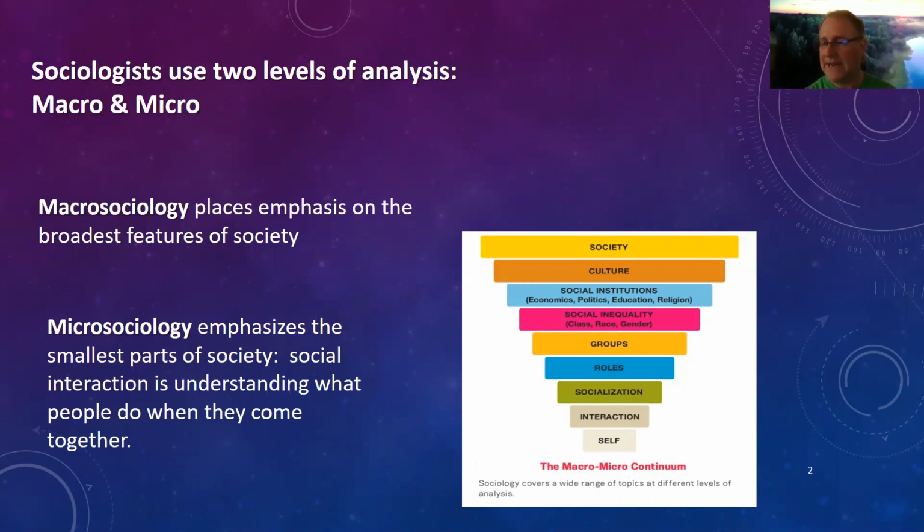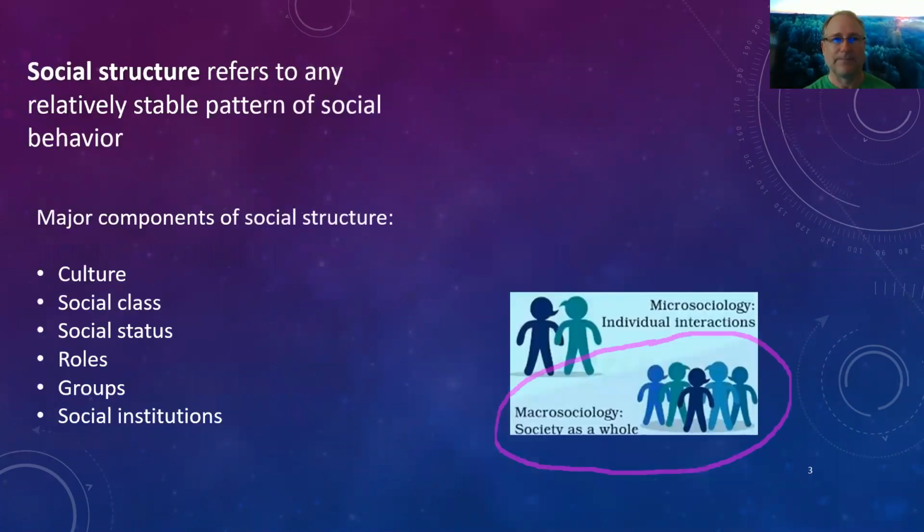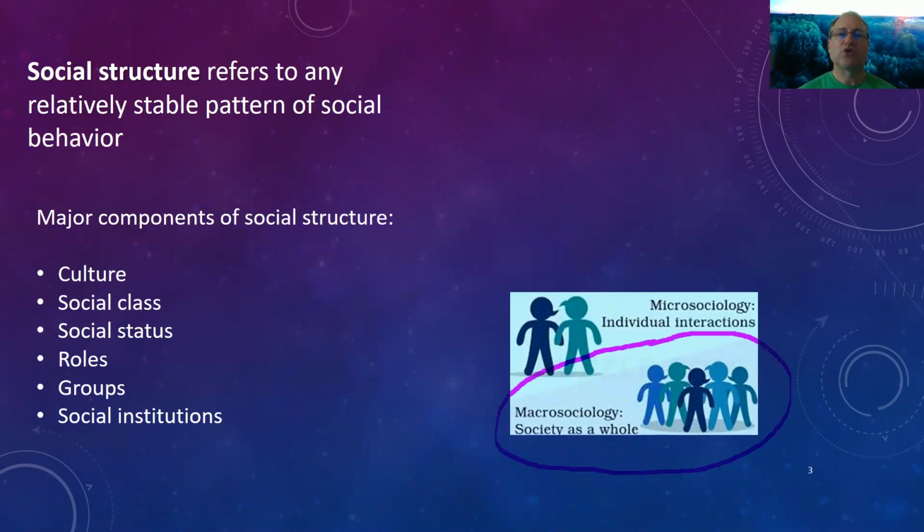Let's start with a macro sociological approach and look at social structure. Social structure refers to any relatively stable pattern of social behavior. Another way of defining social structure is the relationship of people and groups to one another, the characteristics of groups, all of which give direction to and set limits on behavior.